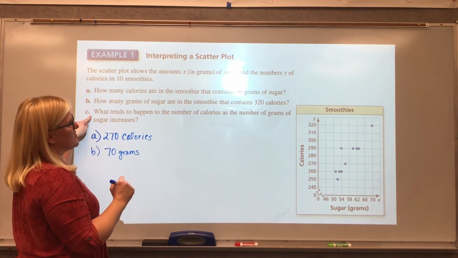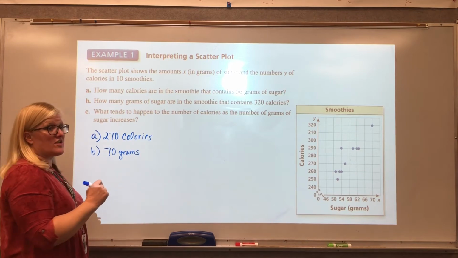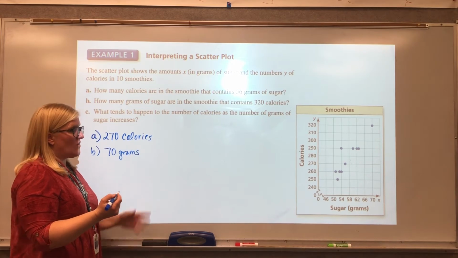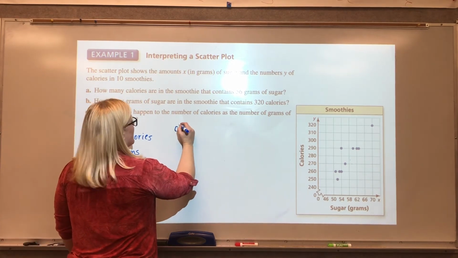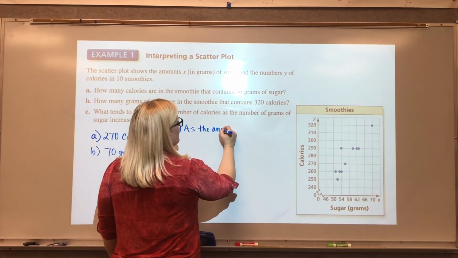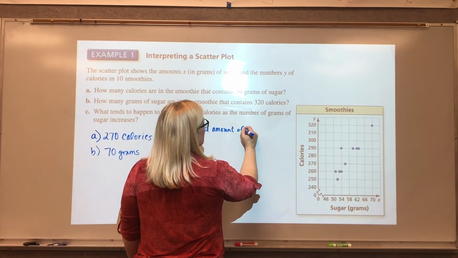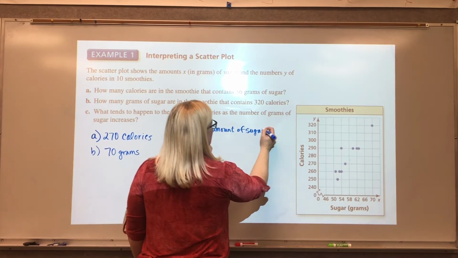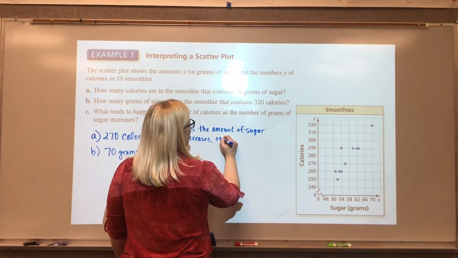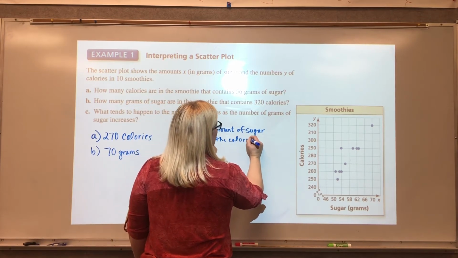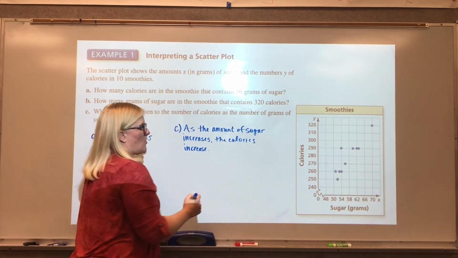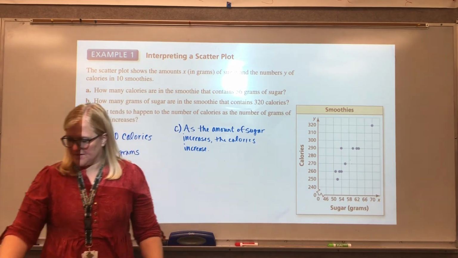Okay, what tends to happen to the number of calories as the number of grams of sugar increases? It's kind of an easy question, really. Well, so part C, as the amount of sugar increases, the calories increase. Okay, so I think that's pretty easy.